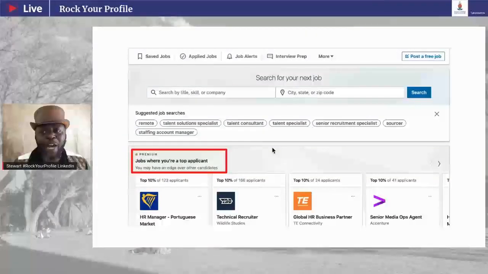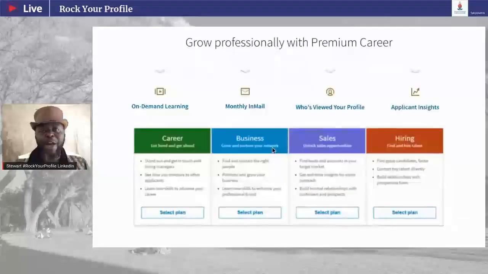You asked me a little bit earlier about, of course, our premium. If you think about it, like I said, with premium, you get advanced analytics. So as you can see on the screen here, it will tell you whether you're a top applicant for a job or not. You can go in and discover more about premium after this session. There are several premium packages available out there, some to address your career concerns, your business, sales, or even hiring.